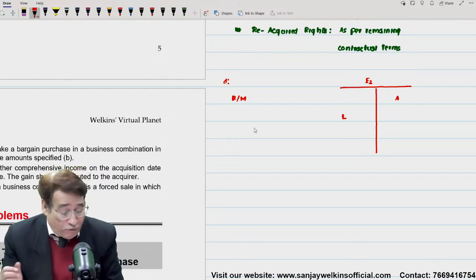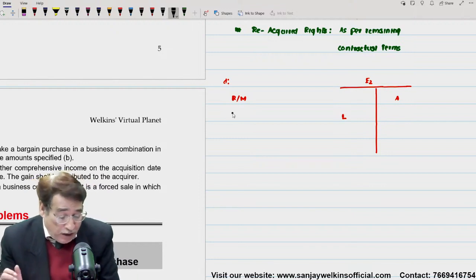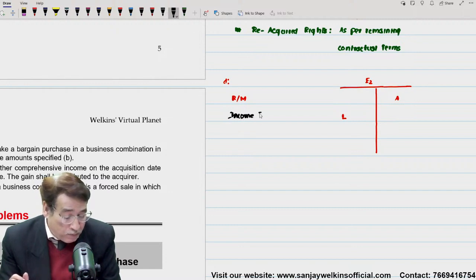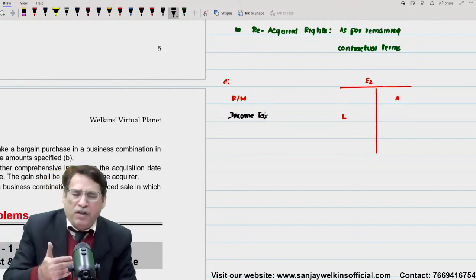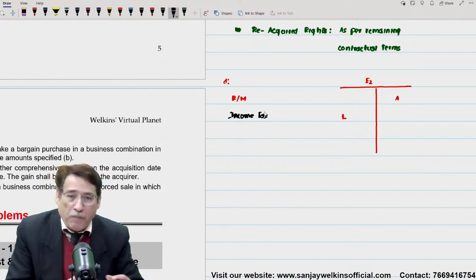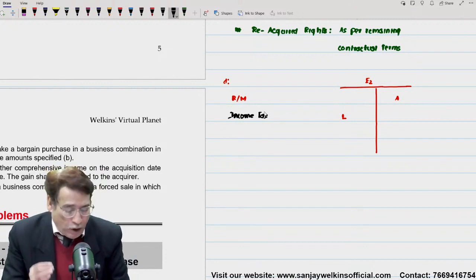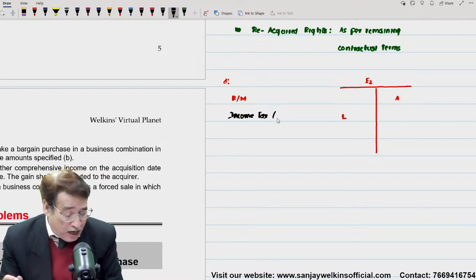What are those items? For example, let me write the items also. For example, income taxes. Generally, at your level, you will not face this situation, but still, just to acquaint you. Now, you may say, sir, income tax may be appearing in the balance sheet of the acquiree company. Don't worry about this. What I'm talking about here, under income taxes, is actually deferred tax asset or deferred tax liability.